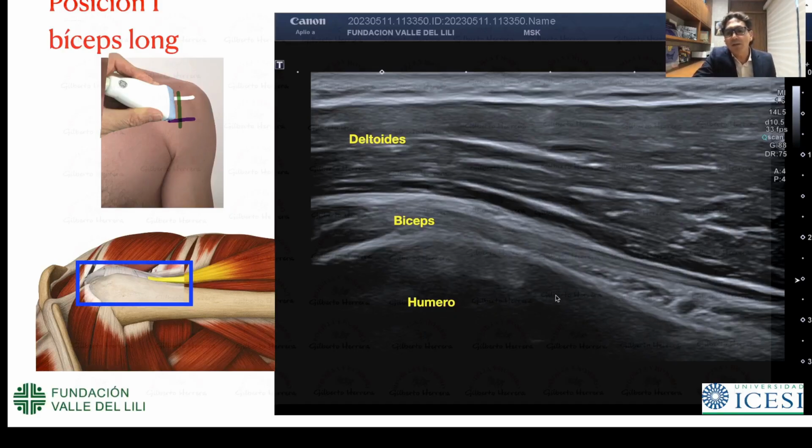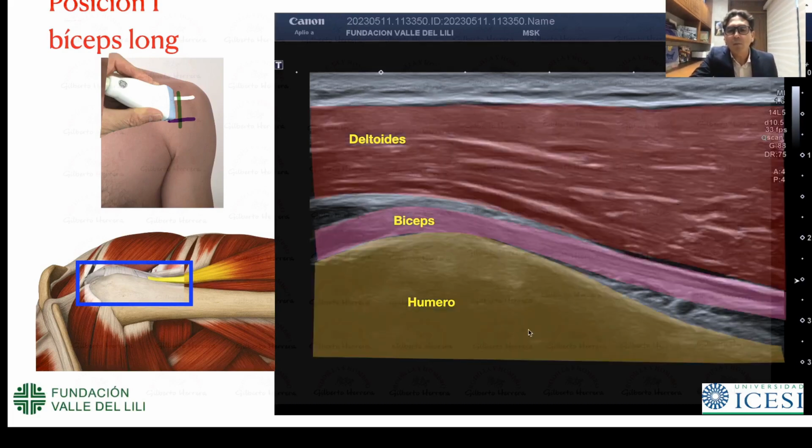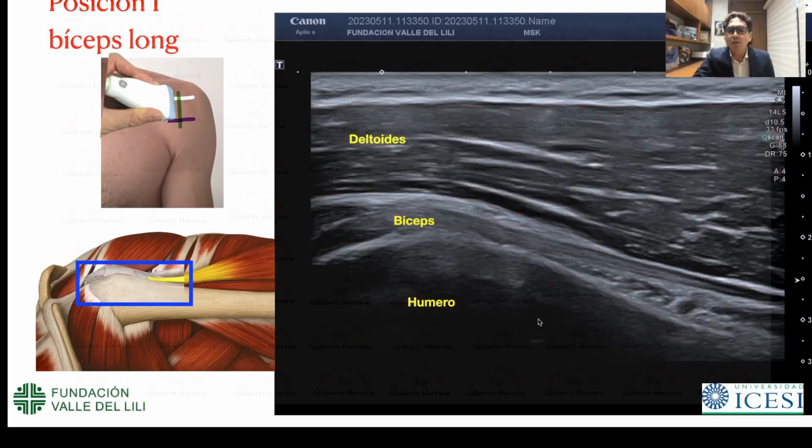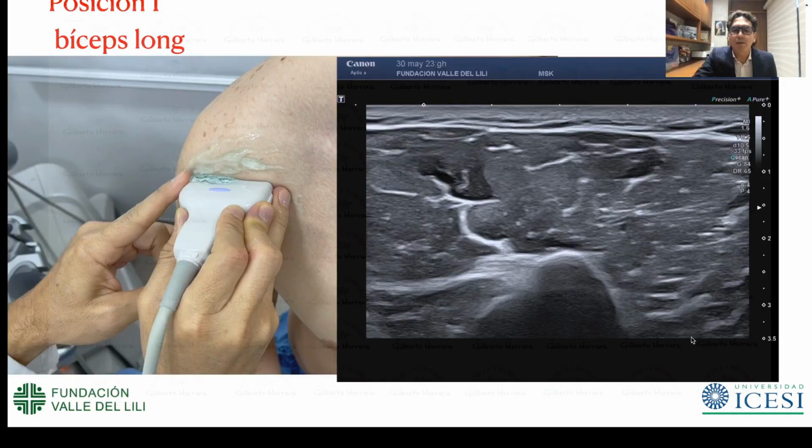So we're going to identify our cortical bone patterns that we already know, and we're basically going to look for this image. We're going to identify the muscle, the deltoid, now in the longitudinal view, with the characteristics we've already seen. With a biceps that in this case is a well-organized laminar pattern in the longitudinal view, different from the transverse view, over an acoustic shadow that corresponds to the humeral head.